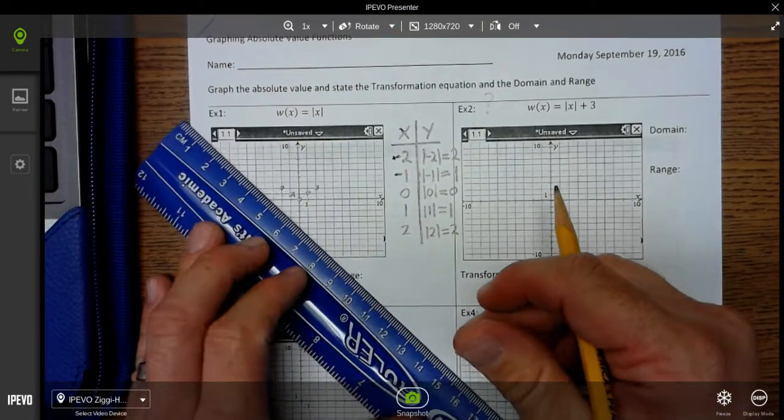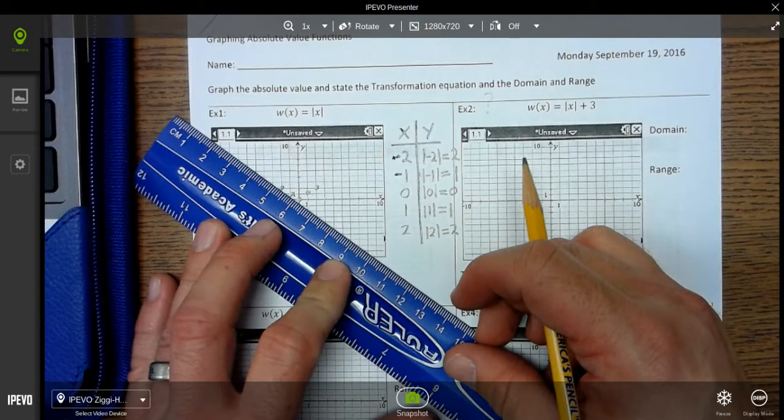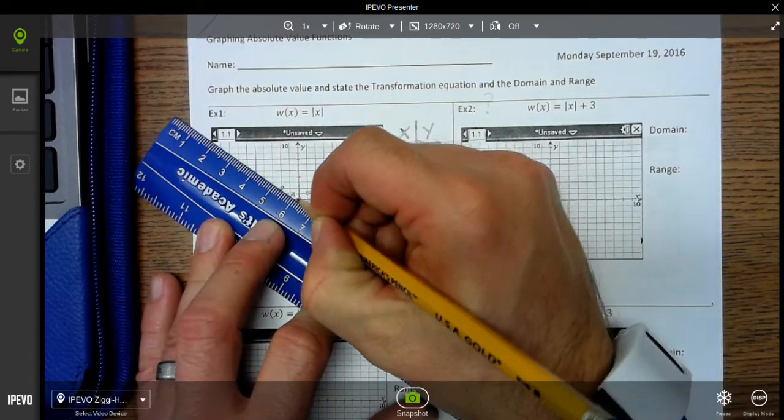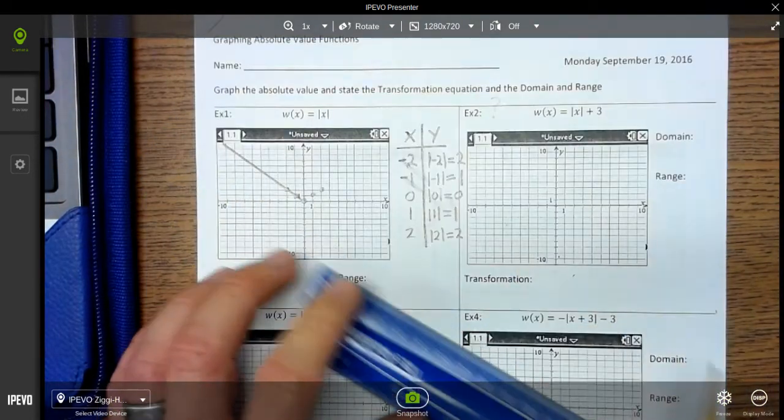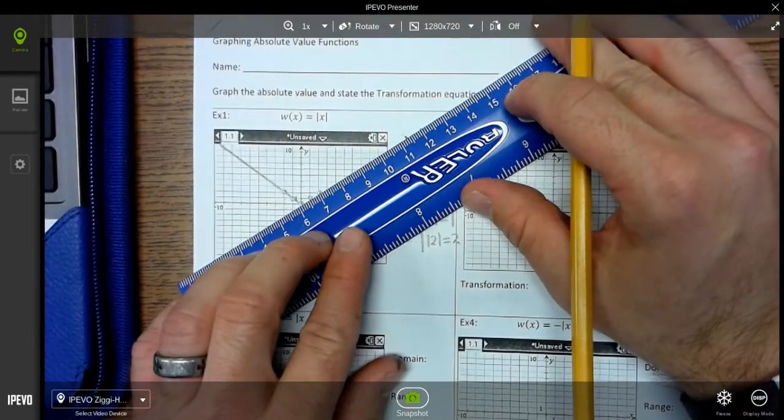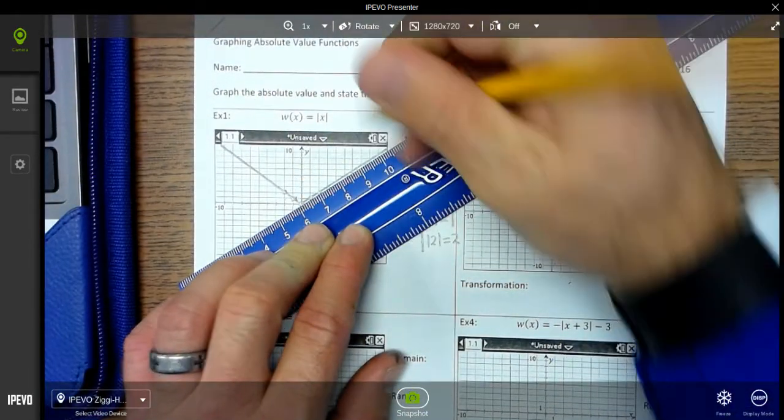And so you could keep going, and you could actually graph it in your calculator, absolute value of x, and you get the table values. But the point of this isn't to do that. The point is really to understand the transformation. But this is just the parent.